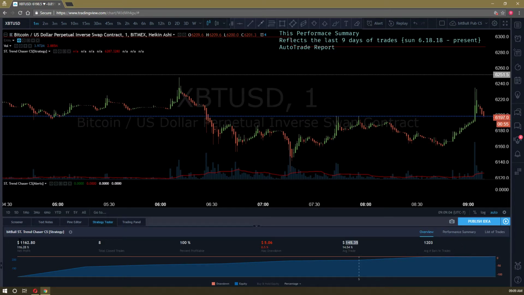1 Bitcoin is actually $6,000. Every one of these 8 trades was an average $150. It only went against me $5 maximum drawdown at one point. So that's what's crazy to think about. All right, it's 100% profitable. We have no losing trades yet.